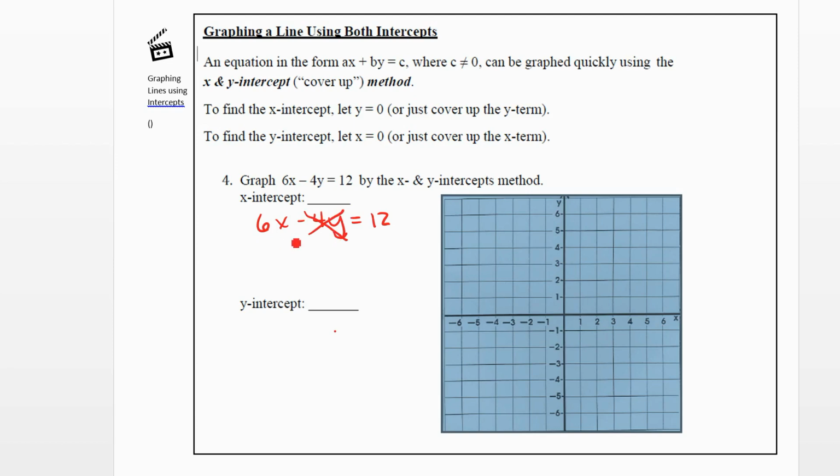Well, that means we need to divide both sides by 6. So we would get x equals 2. So our x-intercept is going to be (2, 0). So we're going to go over to (2, 0), and plot our point.